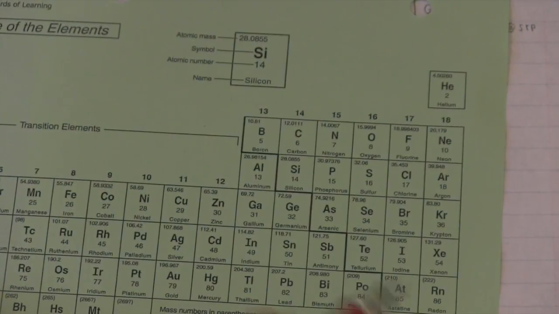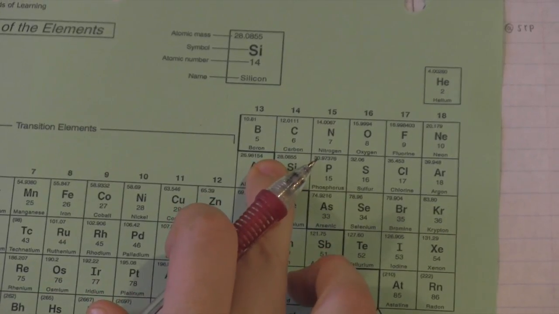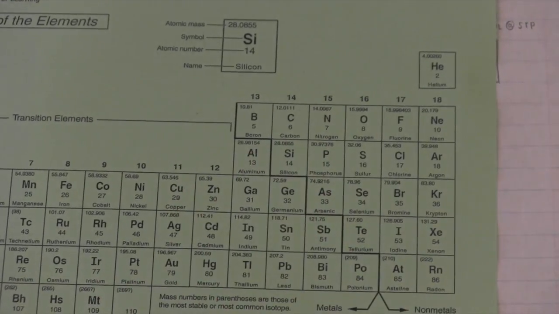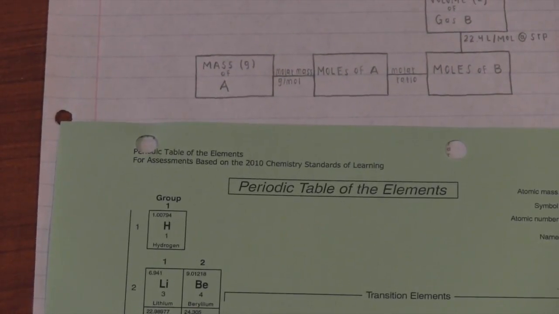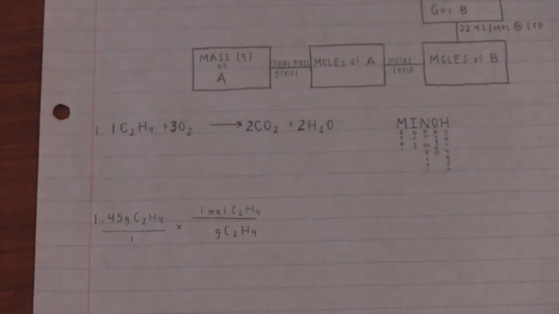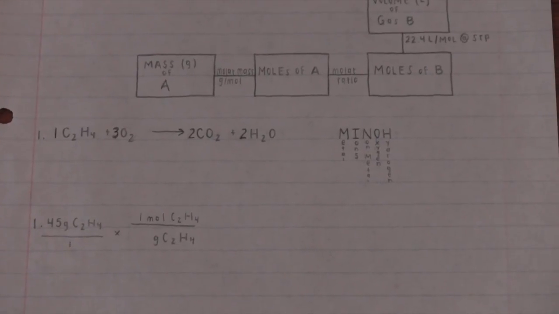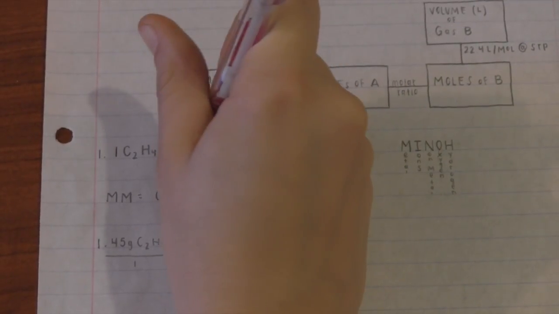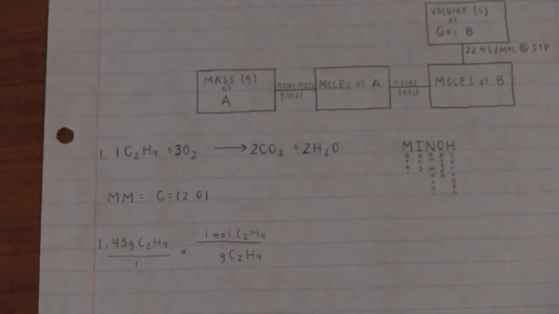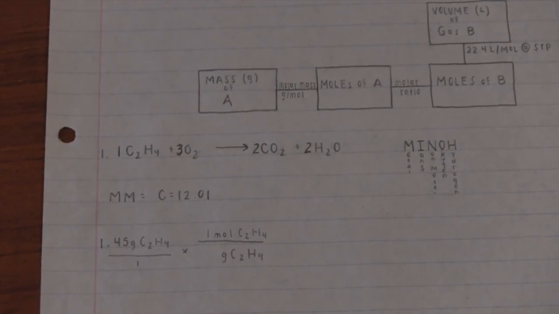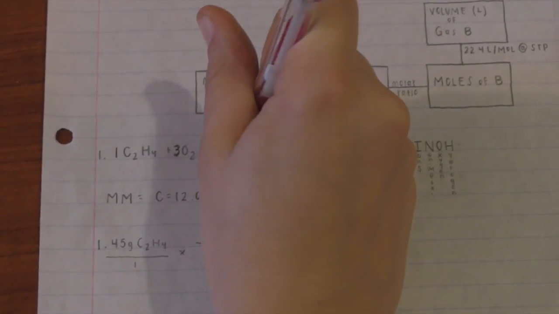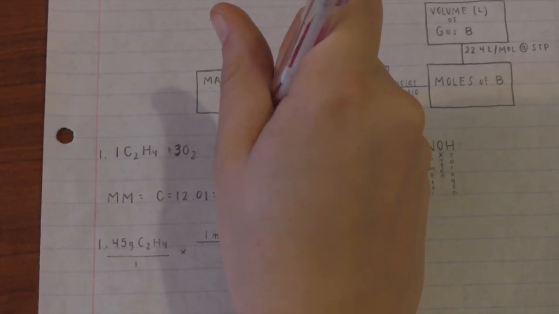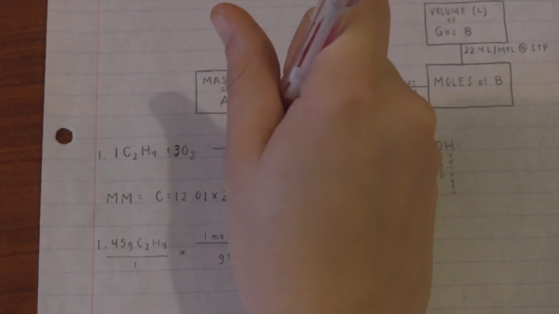If you look here, carbon has a mass of 12.01 and hydrogen has a mass of 1.01. You want to then find the molar mass of ethylene using 12.01 and 1.01. However, you don't have only 1 carbon or only 1 hydrogen, so you have to multiply the mass by however many you have using the subscripts. You have 2 carbons, so you want to multiply 12.01 by 2, which equals 24.02.